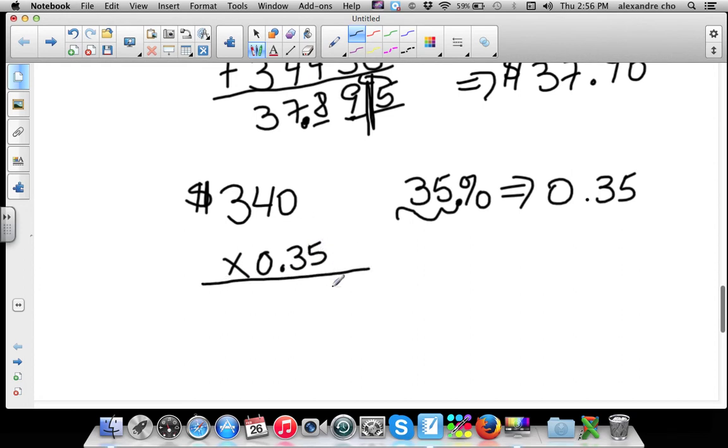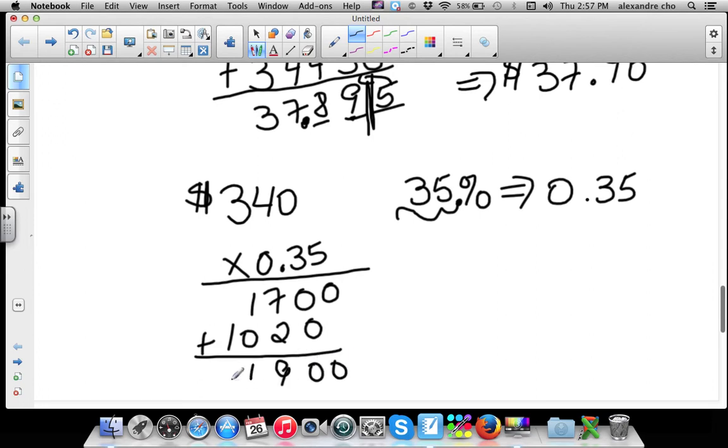So let's see, 5 and 0 is 0, 5 and 4 is 20, carry the 2, 17, indent 1 over, 3 and 0 is 0, 3 and 4 is 12, carry 1, 3 and 3 is 9, and you get 10. If you add this up, 0, 0, 9, 1, and 1.